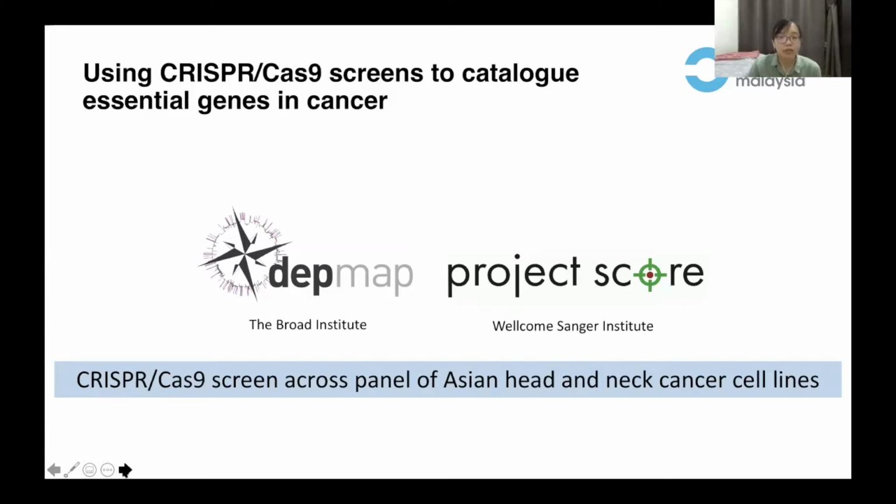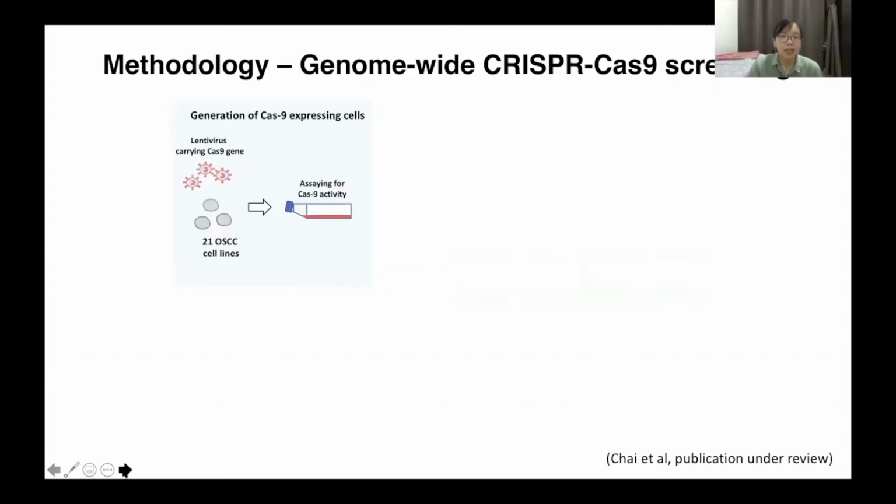So moving on, I'll go through the methodology of how we do this genome-wide CRISPR-Cas9 screening. The first step is that, oh, and one small disclaimer, this is an image under publication review, so please be mindful and do not use this image elsewhere.